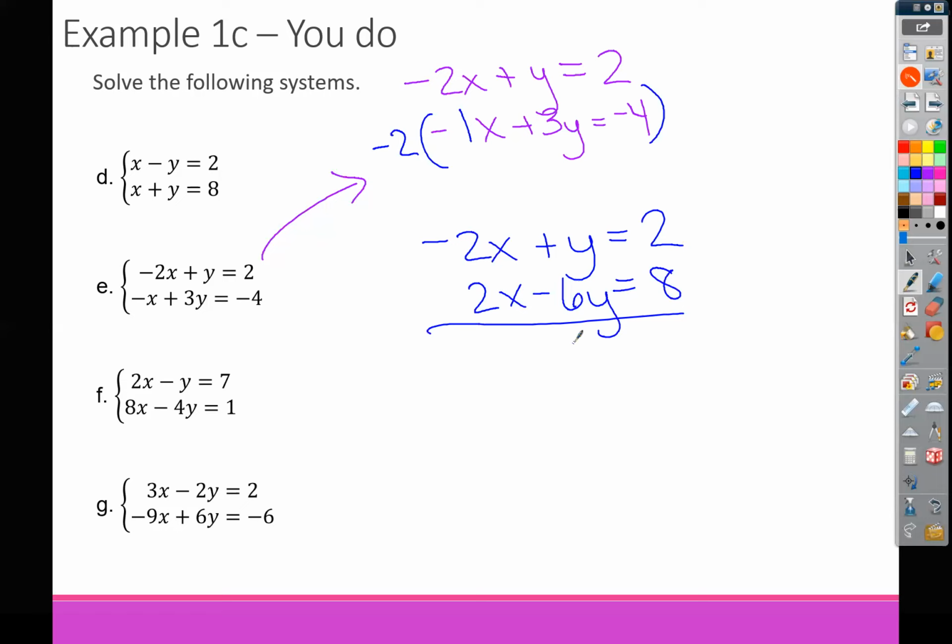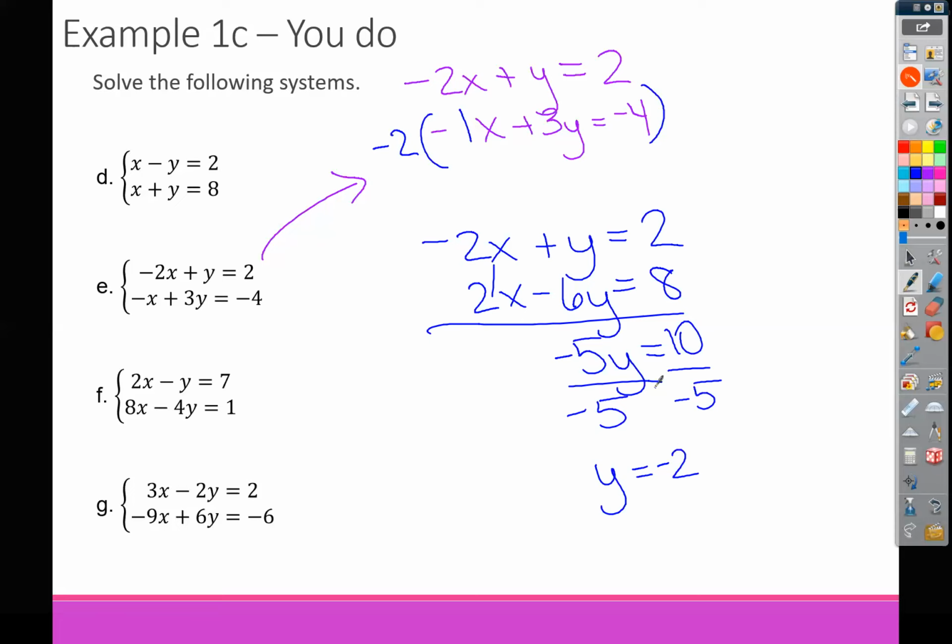So when I do this, the x's would be eliminated, right? 1 minus 6 is negative 5y. 2 plus 8 is 10. I'm going to divide both sides by negative 5, and I would get y equals negative 2.